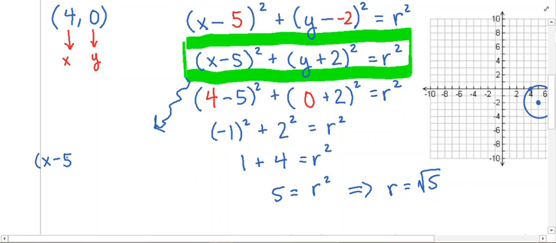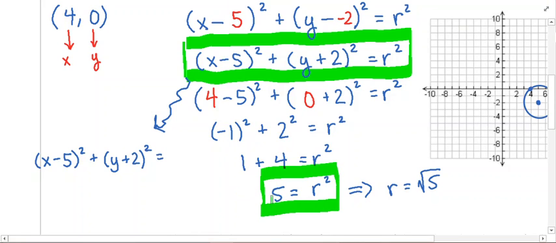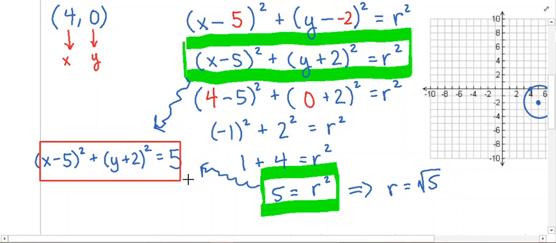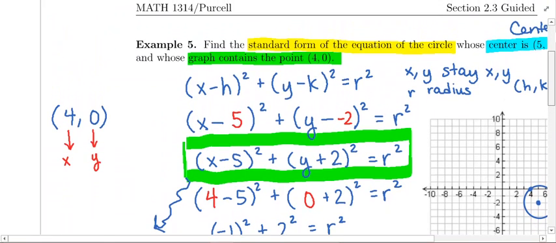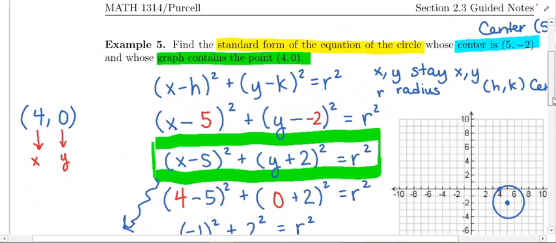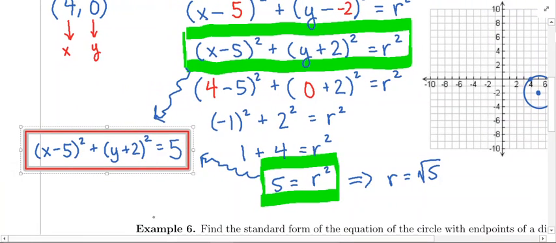So it's going to be (x - 5) squared plus (y + 2) squared is equal to, the question is, what do you put on the right side? Well, the right side has to be r squared. Look what r squared is. r squared is 5. You're putting r squared, not r. So the right side has to be r squared, which is 5. This is your answer. This is the equation in standard form of the circle that has the given center (5, -2) and contains the point (4, 0). So here is your answer.